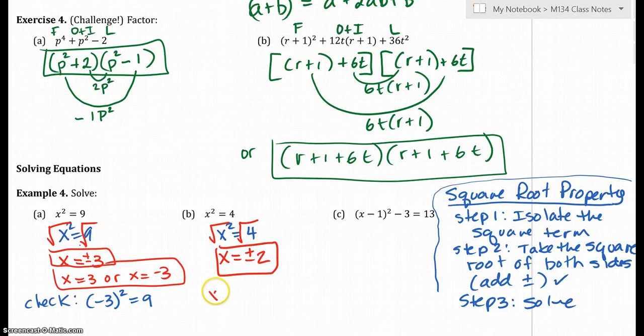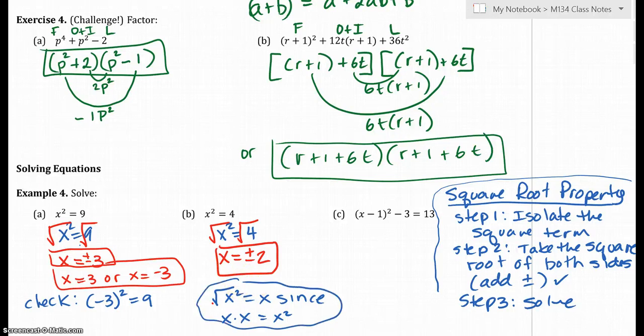It does make sense that the square root of x squared, let me do that in a different color again. The square root of x squared is x, since, this is just a little note, x times x is x squared. Just like the square root of 9 is 3, since 3 times 3 is 9, or the square root of 4 is 2, because 2 times 2 is 4. So these are just little notes.